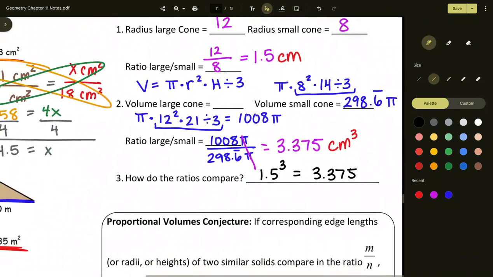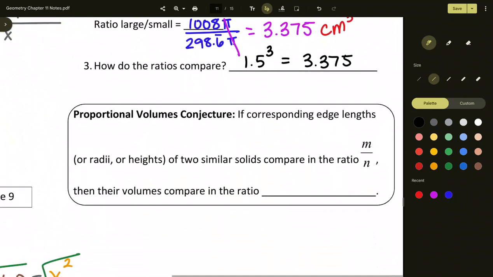So this brings us to the proportional volumes conjecture. And it says if you compare edge lengths or radius or heights of two similar figures, these would be 3D figures, they would compare like edge to edge or height to height or radius to radius, but their volumes would compare in that same form to the power of 3. Now, remember when we were doing those area ones, we took that power of 2 for the area comparison and we squared both numbers.